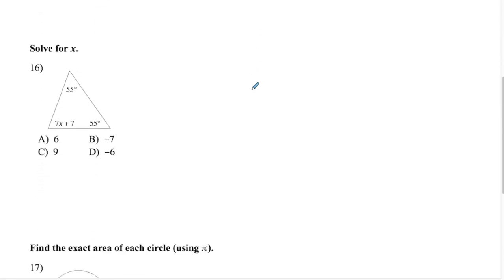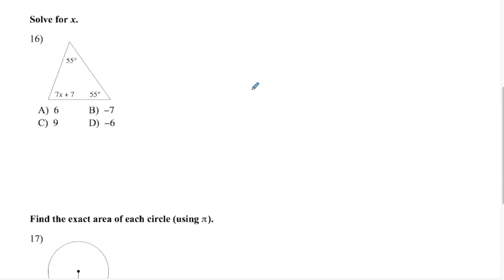All right. We're on to number 16. Solve for x. You know that the sum of the interior angles of a triangle always adds up to 180. So if I add them all up and set it equal to 180, I should be able to get x by itself.